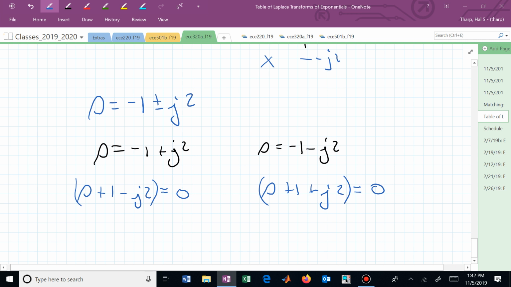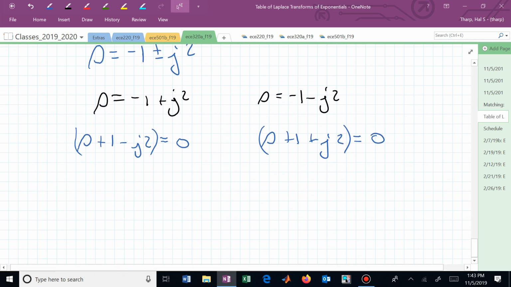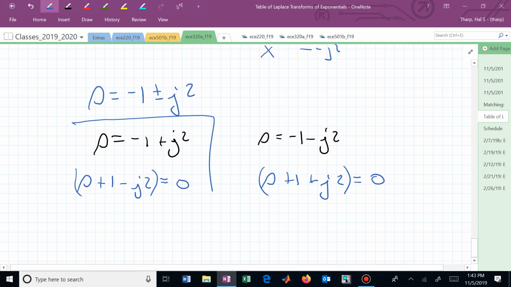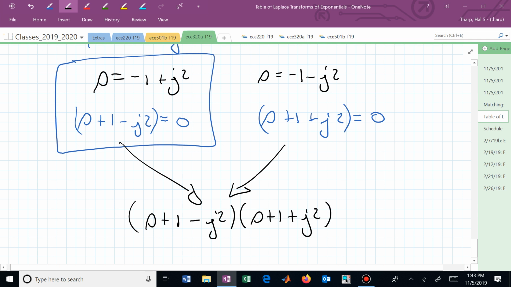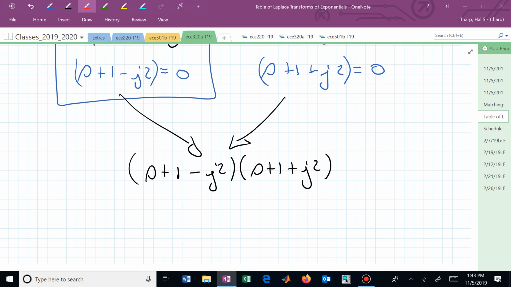I have two values of S that cause that denominator to vanish because it's quadratic. One of those factors is S plus 1 minus j2, and that corresponds to this pole at -1 plus j2. That can kind of be confusing occasionally. And then the other one is at the pole -1 minus j2. But if I now combine these two and say, oh, I have S plus 1 minus j2 times S plus 1 plus j2. Now do you see where my expression was coming from?